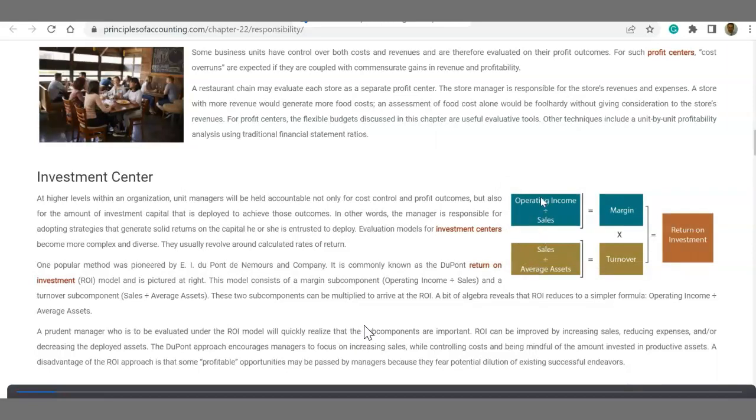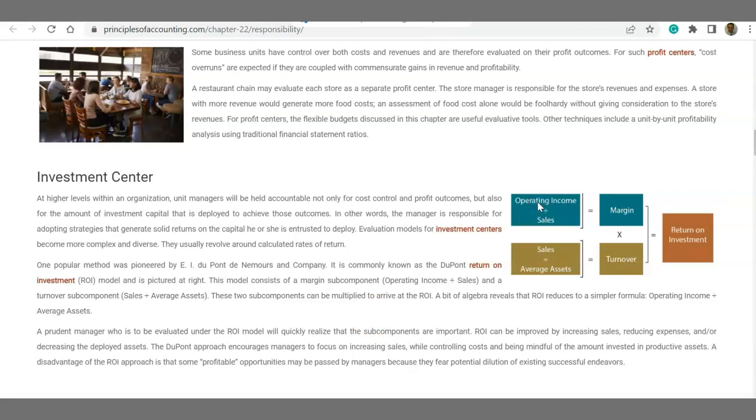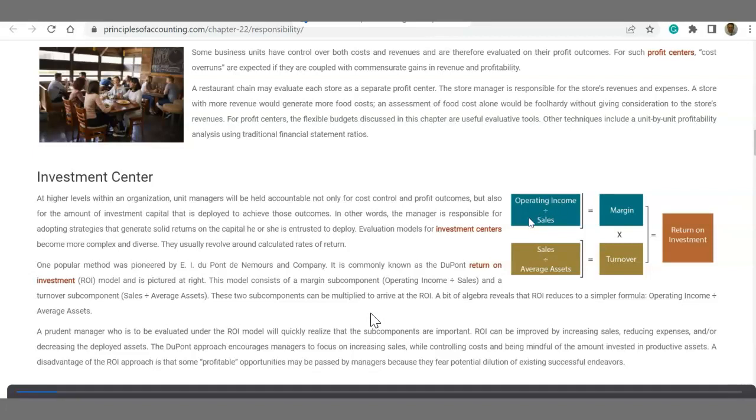Here it says operating income divided by sales gives you profit margin. So what is margin? Your income divided by sales: what percentage of income is coming from sales. Sales is your denominator and operating income is at the top. So operating income divided by sales gives you margin.